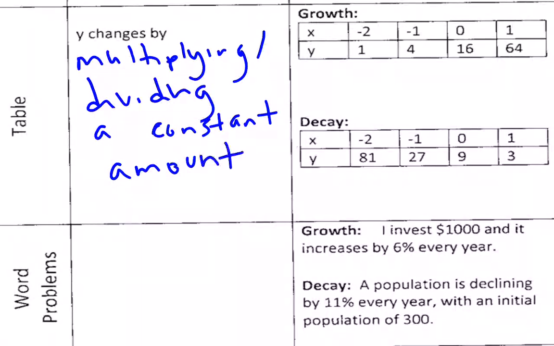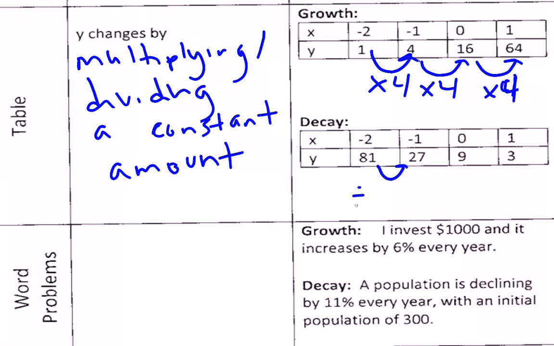So let's look at this example of exponential growth. How do I go from 1 to 4? Multiply by 4. How do I go from 4 to 16? Multiply by 4. How do I go from 16 to 64? Multiply by 4. Notice I didn't even try doing this with linear, because if I look, to go from 1 to 4, I would add 3, and then I would be adding 12. That would not work. So I'm multiplying. But in this decay, I'm dividing by 3. Or that's the same thing as multiplying by 1/3.